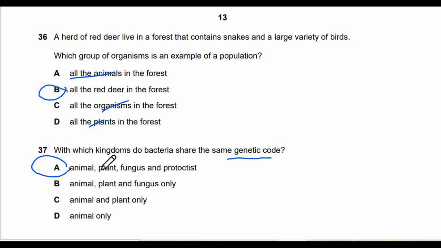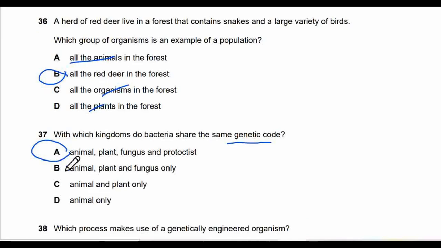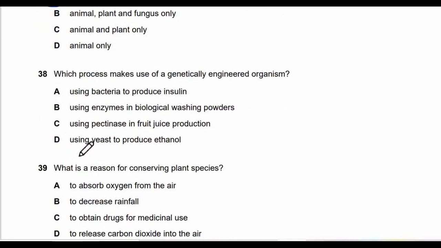These are the four kingdoms of organisms, where bacteria is in the monomer. So 37 is A. Question 38. Which process makes use of a genetically engineered organism? A genetically engineered organism is using bacteria to produce medicine or vaccine. So here it will be bacteria used to produce insulin.